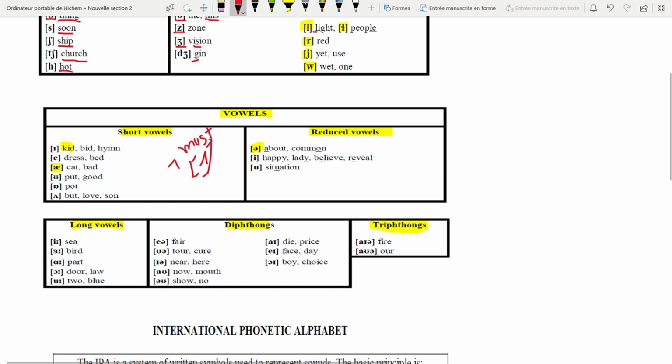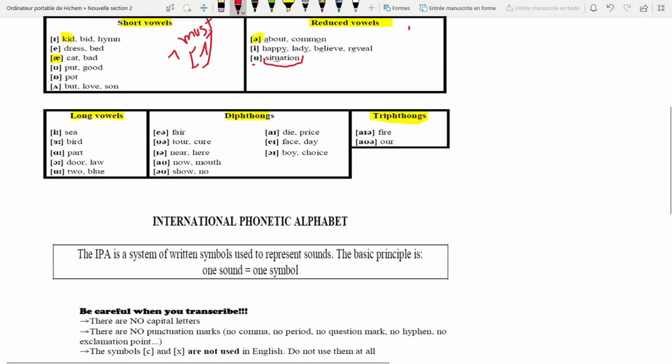One thing about it in phonetics, this sound is never stressed. So whenever you have a word in which you find this sound, you never stress it. And then you have the reduced i, such as happy, lady, believe, reveal, all right? And you have the reduced u, such as situation, right? But a lot of phoneticians might disagree upon the pronunciation of this word, okay? But we're here to learn the symbols and not debate upon the pronunciation of words.